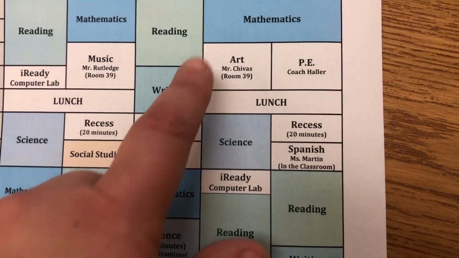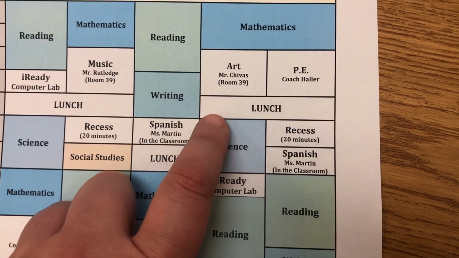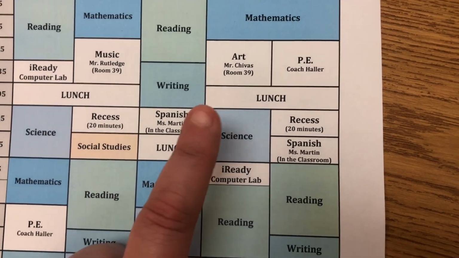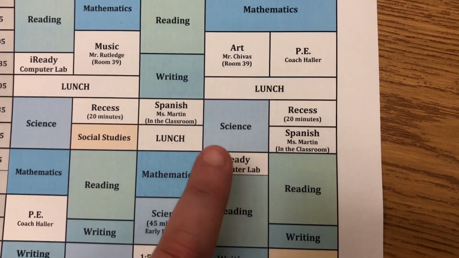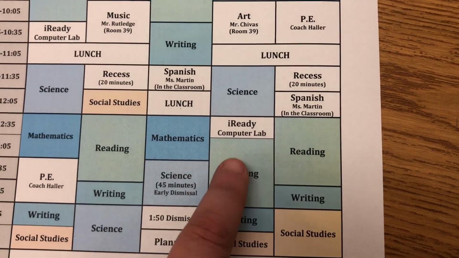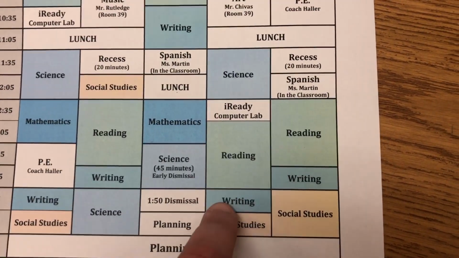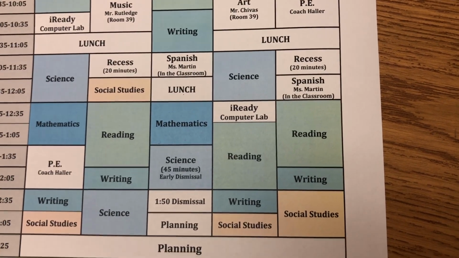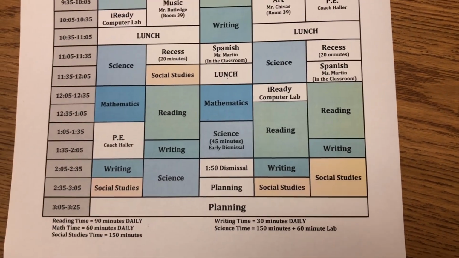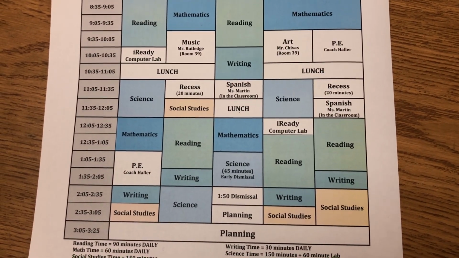Then Thursday looks like this. So we start with math, they go to art, they go to lunch. After lunch, they have science. After science, we go to the computer lab. After the computer lab, we have our ELA block where writing is together with reading. And then we end with social studies. So that's pretty much how the schedule currently flows.